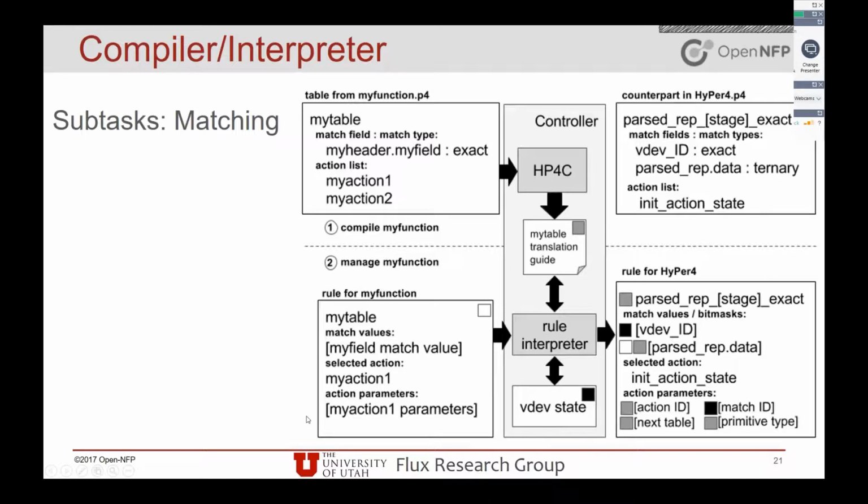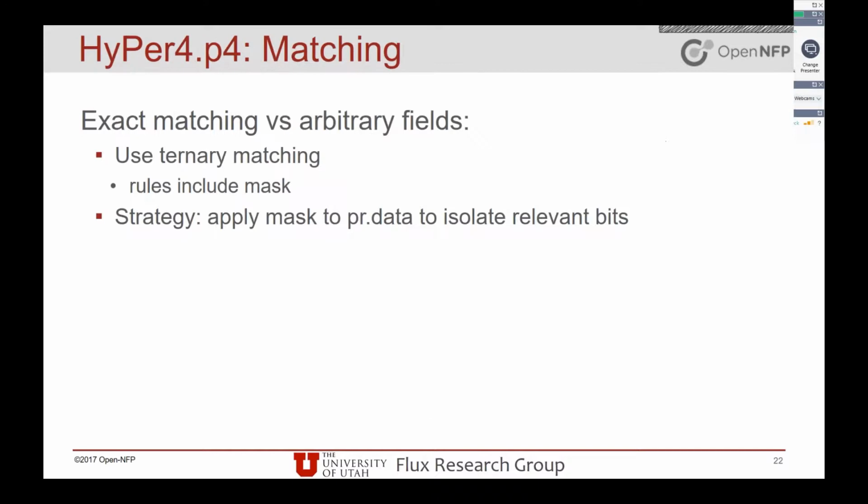When we have a rule that needs to be interpreted, we write it according to how myfunction would expect it to be. That gets passed to the rule interpreter. The rule interpreter will take that, it will take the translation guide for those mappings to the Hyper4 corresponding pieces, and it will take state for the virtual device as monitored by the controller. All of these things together can produce the rule for Hyper4 that then gets pushed and implements that particular match and makes sure the correct action is then invoked.